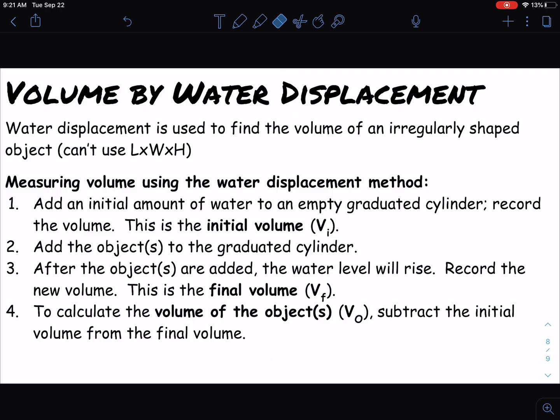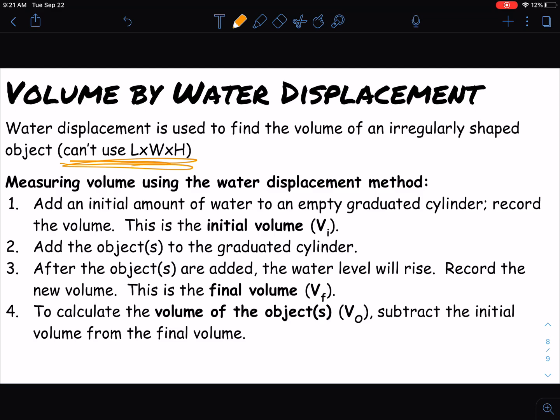The final way to measure volume is by a process called water displacement. And you have probably done this many times in your life and not even realized you did it. You do this whenever you get into a bathtub. When you get into a bathtub, the water rises. It rises because you are taking up space in the bathtub. So however much you get in the bathtub, that's how much it pushes the water up by. You are displacing the water.